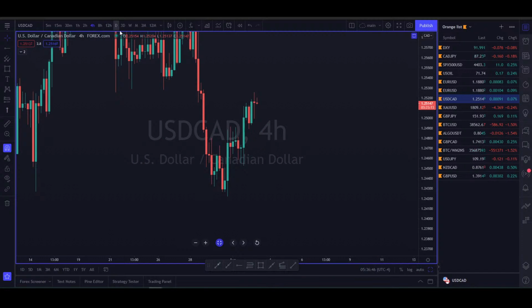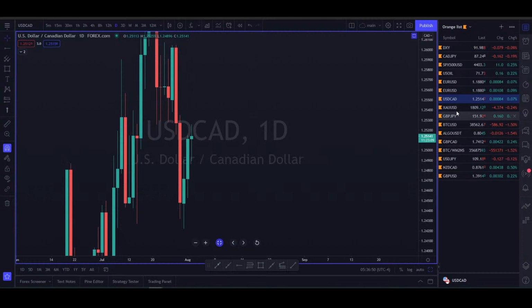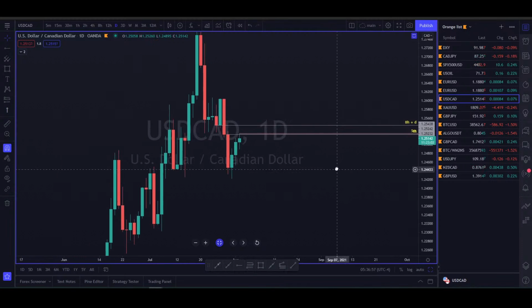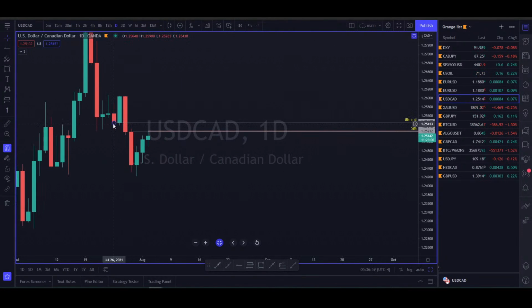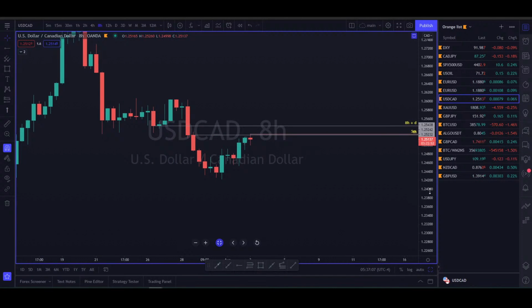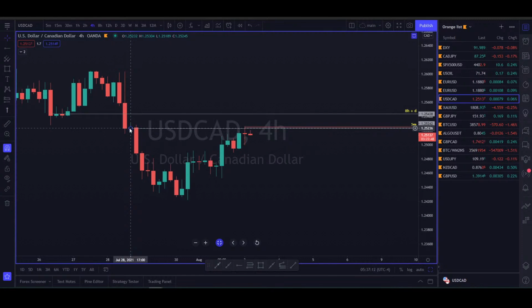Apologies. I'm going to go over here to the daily real quick. Let me get on the right one. Okay, so here we are. You can see that I have this daily support level at 1.25438. It is also your 8-hour support level right there. Same price. This level down here is a 4-hour right there.